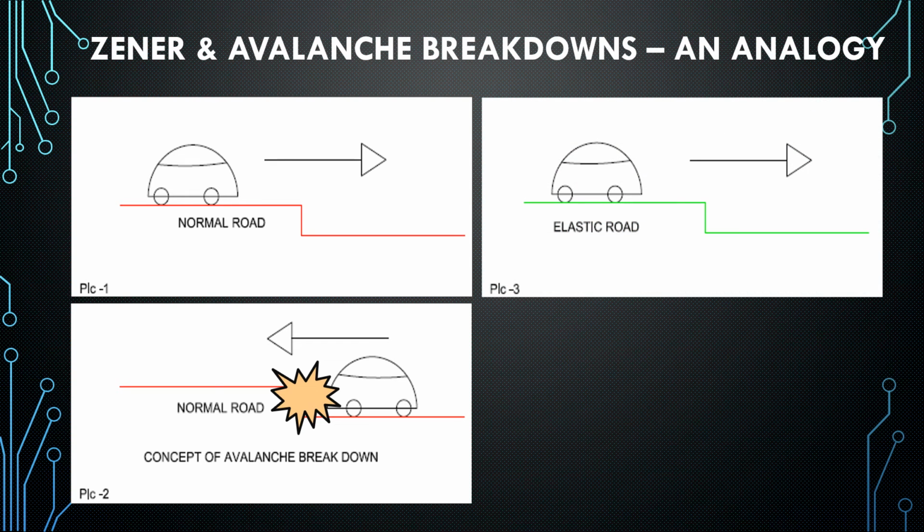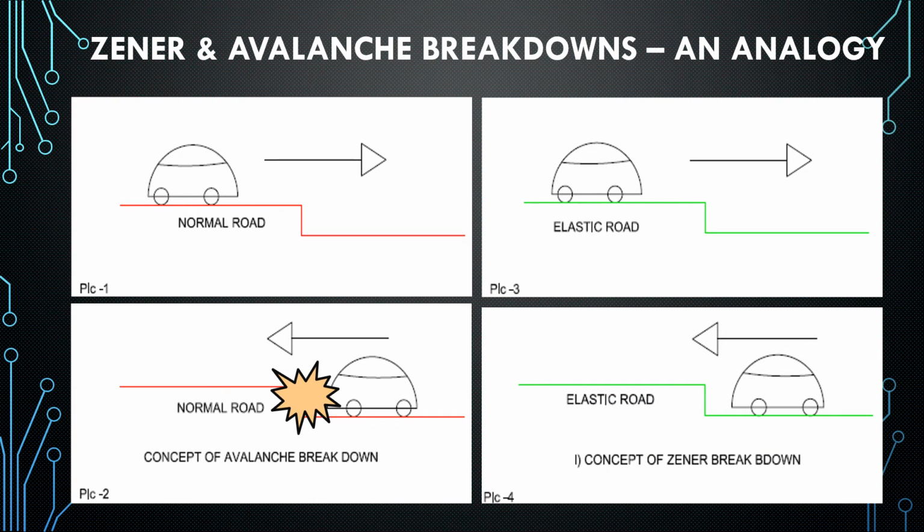Now consider a road which is smooth and elastic. The car very easily moves from the left to the right, while the movement of the car from the right to the left is not so bad as in the case of the car which went on the normal road.